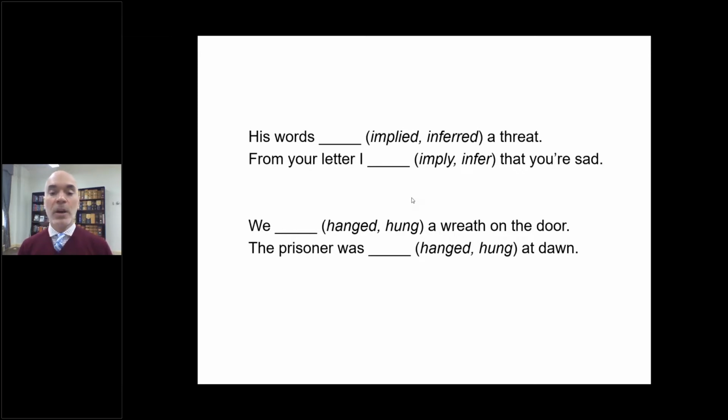So we hanged or hung a wreath, or the prisoner was hanged or hung at dawn. There is a convention by which this verb has two past tenses, which is very strange for an English verb, and we make a distinction between the two. We hung a wreath on the door, and the prisoner was hanged at dawn. So conventionally, hanged is used for executions. And again, there's no logic behind it. It's simply the way it is. And these are things that we can become familiar with as we read and listen to more.